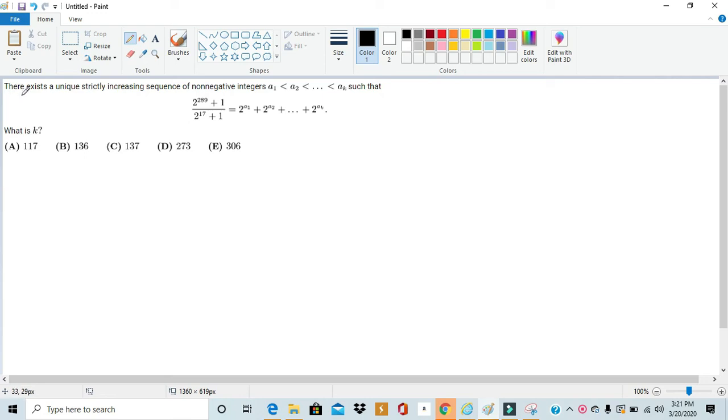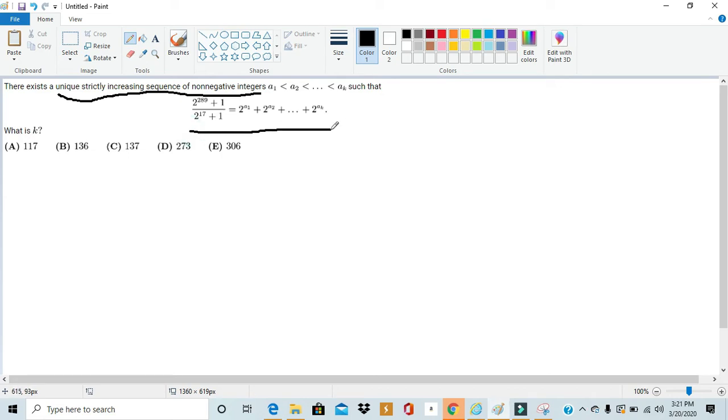There exists a unique strictly increasing sequence of non-negative integers a1 less than a2 less than ... ak, such that (2^289 + 1) divided by (2^17 + 1) is equal to 2^a1 + 2^a2 + ... + 2^ak. And then it asks you, what is k?